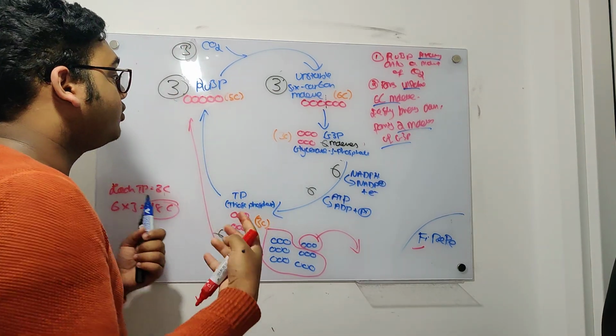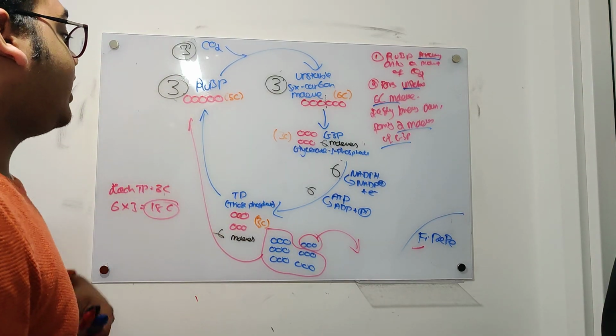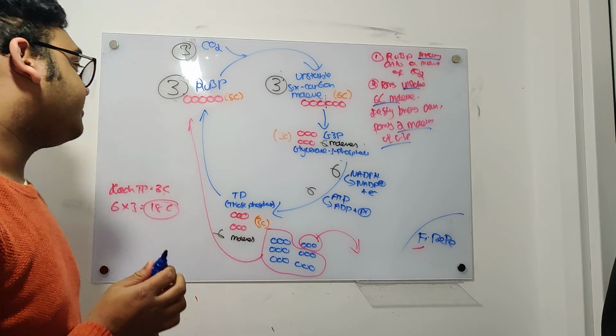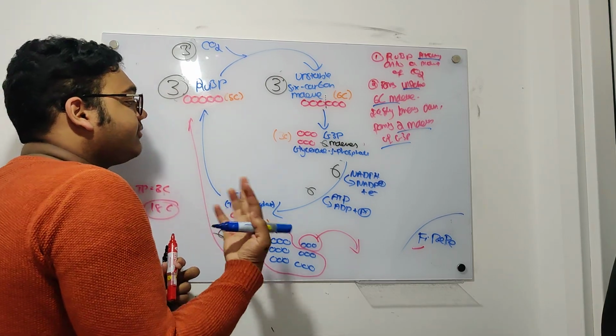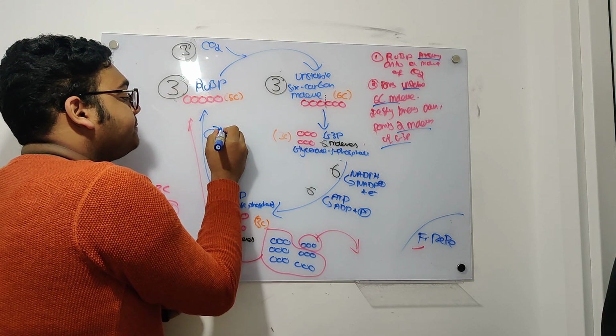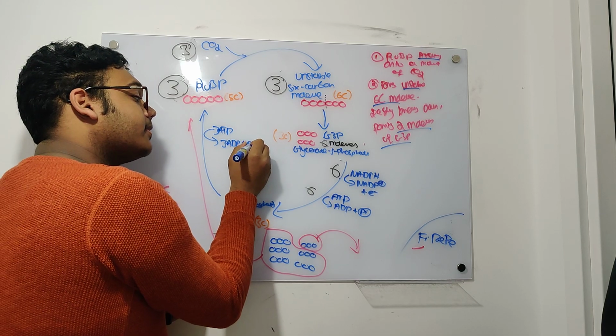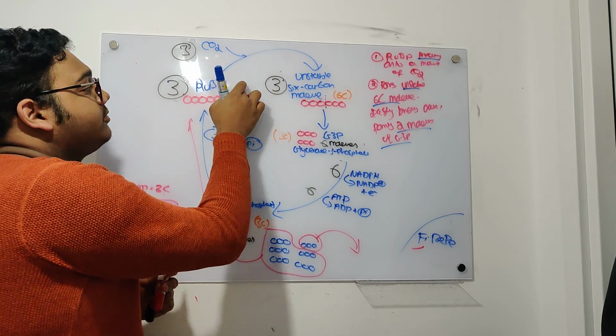Now, in order to form bonds, we're going to need energy. And that energy is, again, going to be provided by ATP. But this time, because we've balanced our cycle out, it's going to require 3 ATP. Why? Because we're forming 3 RuBPs.